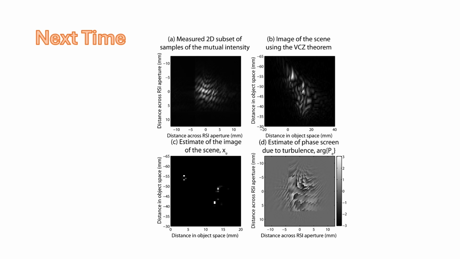So in our next episode, we'll talk about use of an RSI to measure the coherent modes of a system and then compensate for the distortion of the turbulence in the path of the system to image through turbulence using coherent modes.